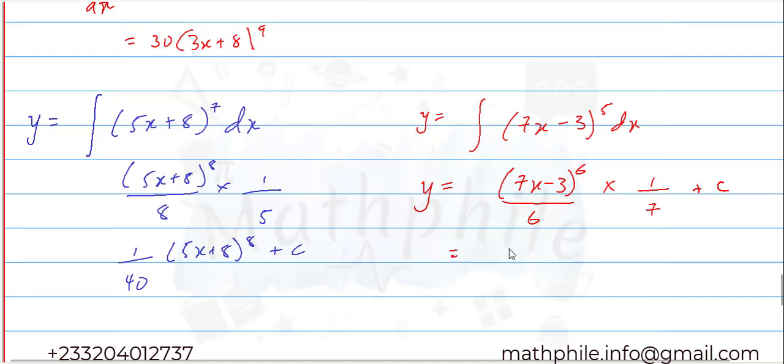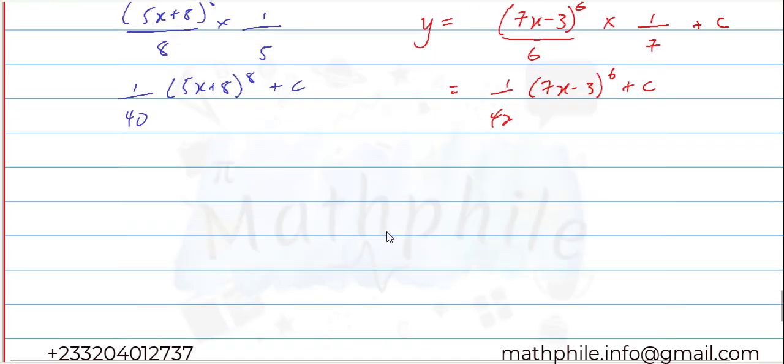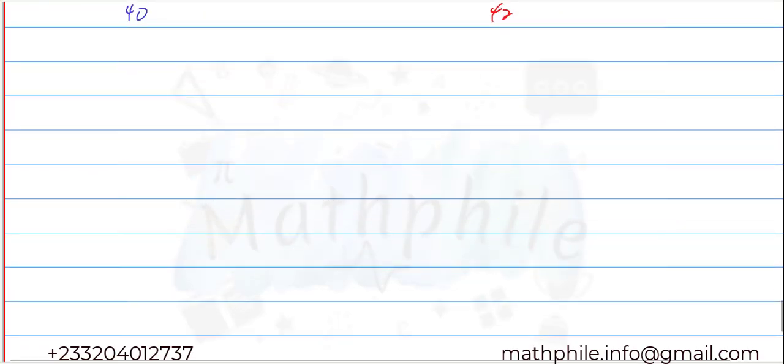7 times 6 should be 42. Then (7x - 3) raised to the power 6 plus c. Okay, so this is very easy to deal with. So we're going to solve more examples just to cover the 10 minutes. By the end of the video, you should be good with that. So let's do another one.